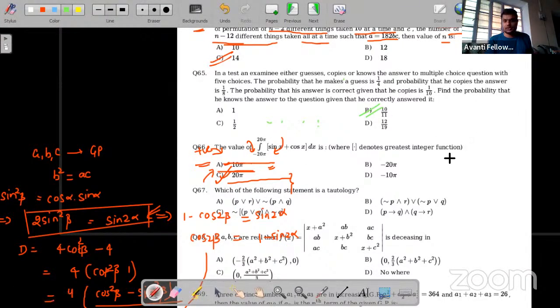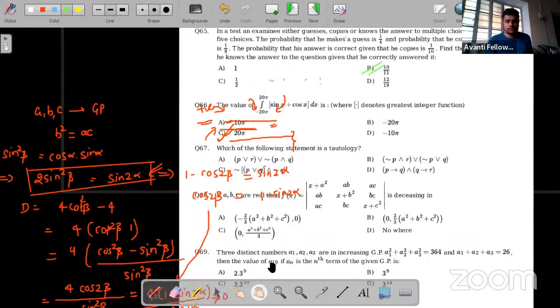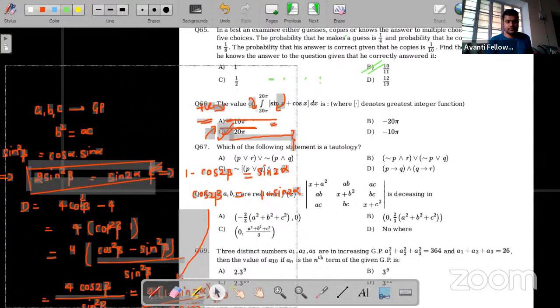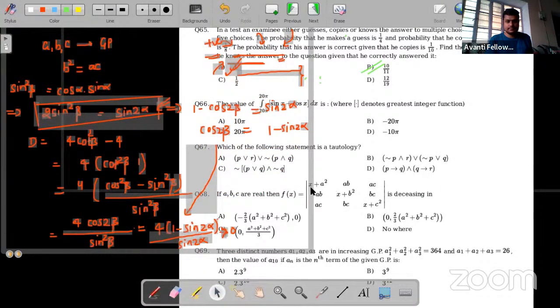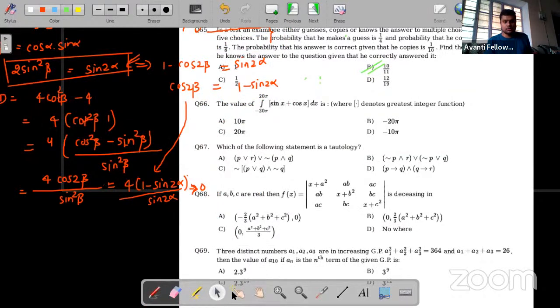So the next question is question number 66. Now we can see, question number 66 is saying that the value of the integration, again an integration question, from minus 20 to 20, minus 25 to 25.